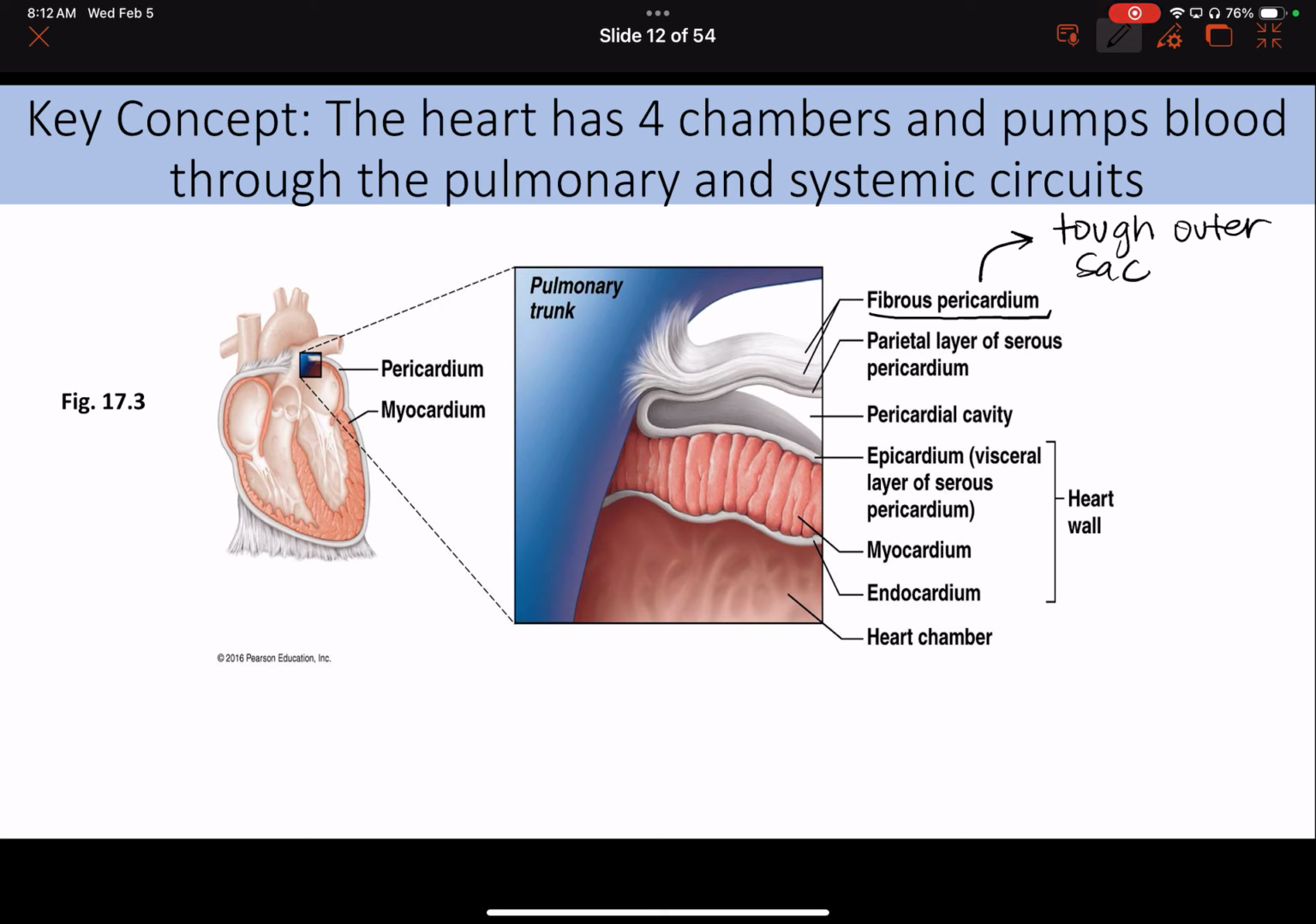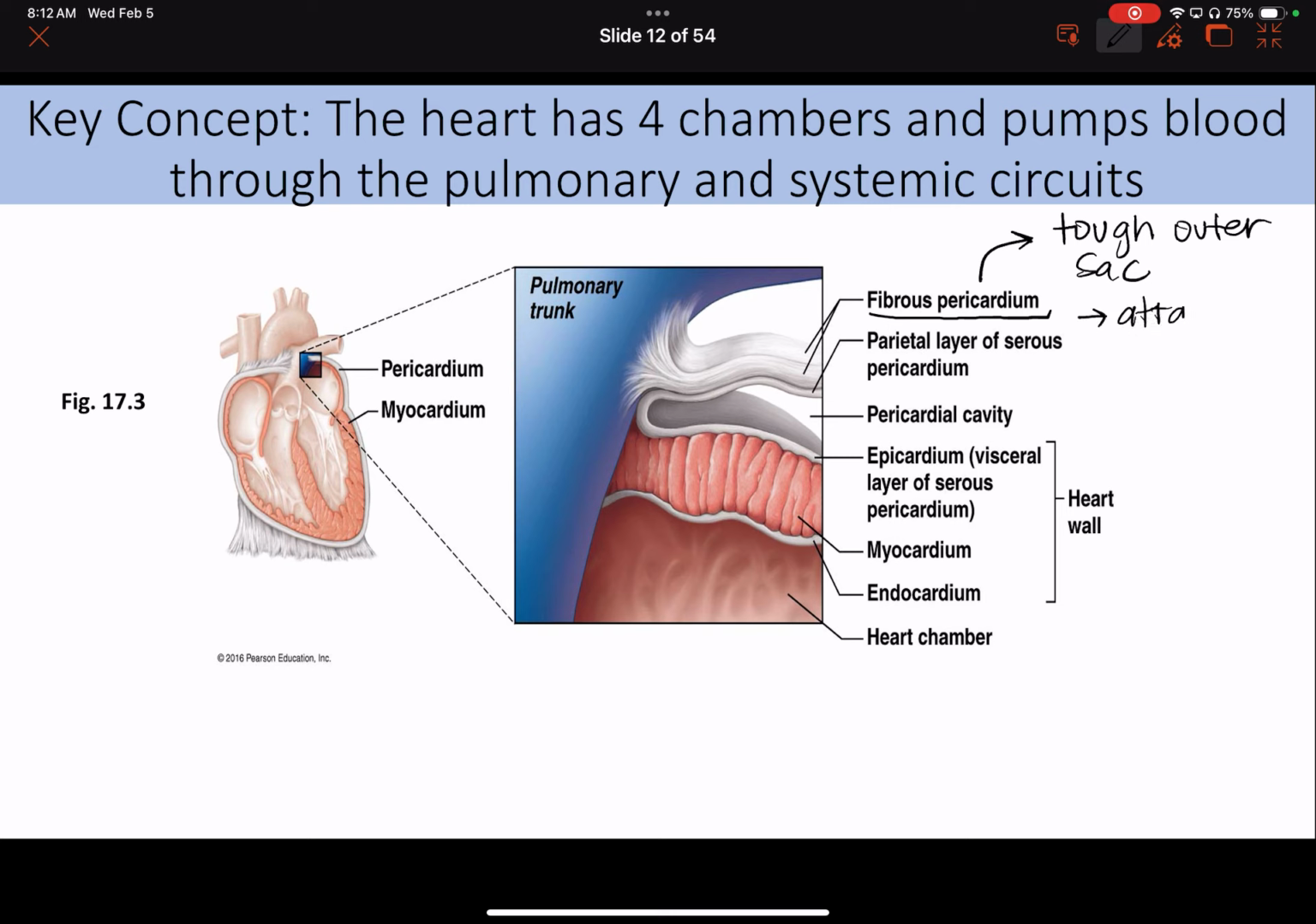And the reason why we need this tough outer sac is it's going to limit the contractions of the heart. So it's not going to limit its function, but it's going to keep the contractions within that mediastinum so that every time, because the heart is a very powerful muscle, every time it contracts, it's not beating up against the lung. Okay, so it kind of keeps those contractions held within the mediastinum without bumping into other organs.